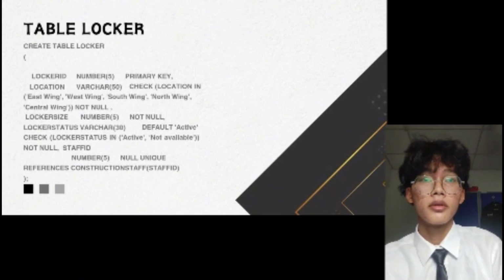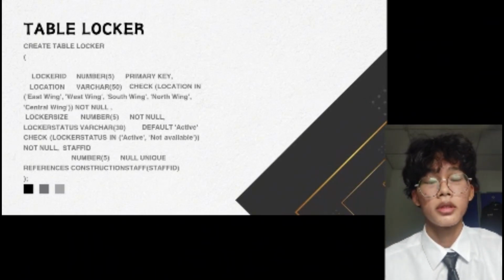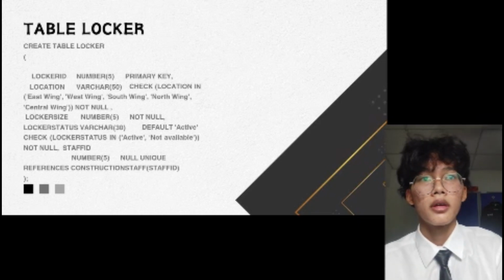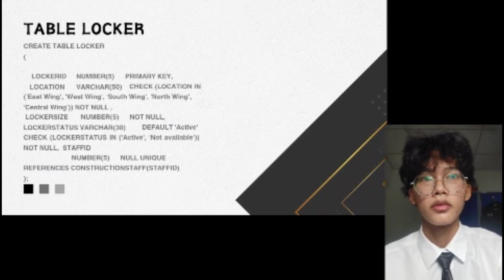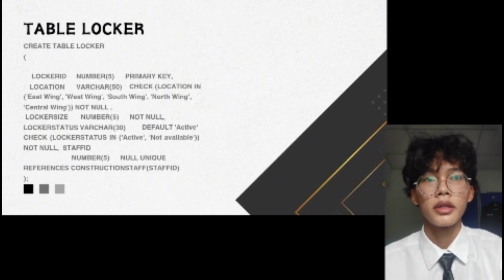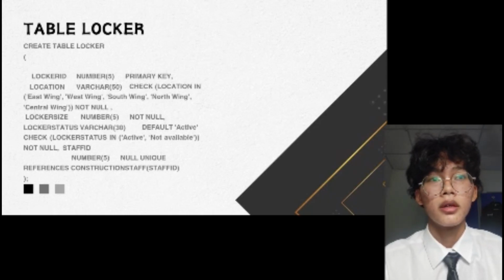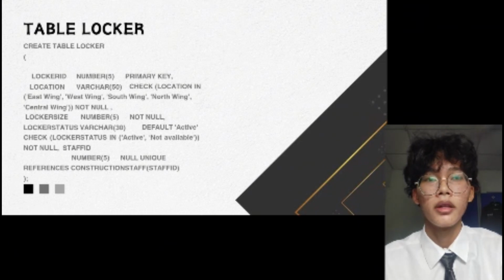And for the locker table, local ID is a primary key that ensures no two lockers can have the same ID. Staff ID is a foreign key that connects to the construction staff table. Location, local size and local status are marked not null, which means these fields must always have a value.